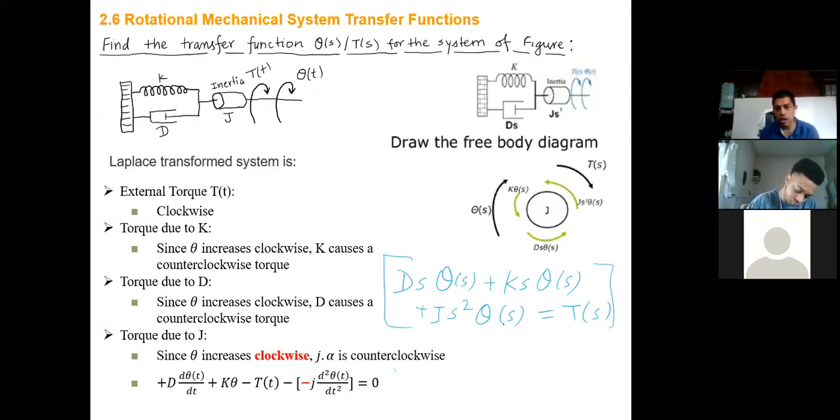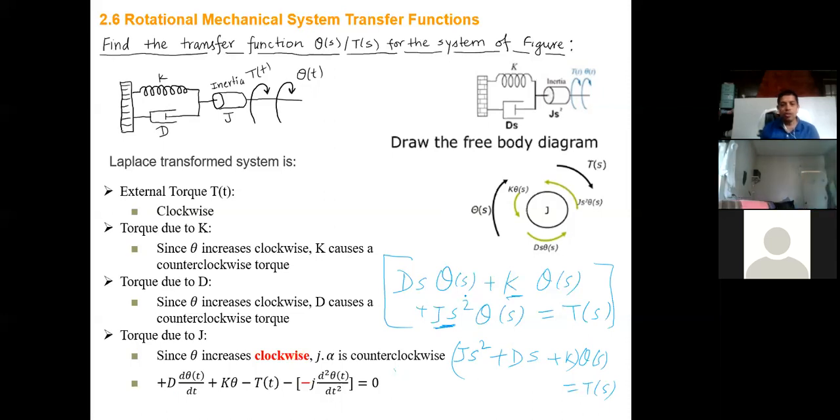So let me combine this, let me factor theta s out. So Js square, let me begin with the highest order. So Js square, Ks, oops, why did I say Ks here? I made a mistake. So Ds, right? I was about to ask that, where that came from. Okay, thank you. Yeah, plus K. So theta s equals Ts, right?